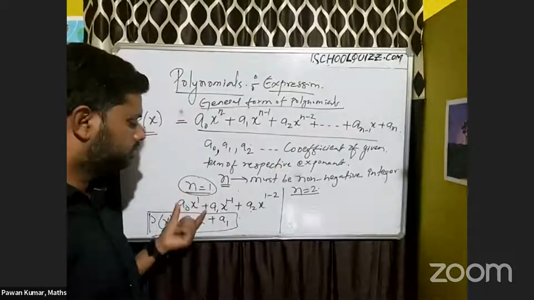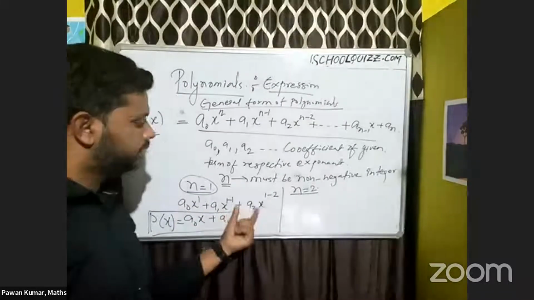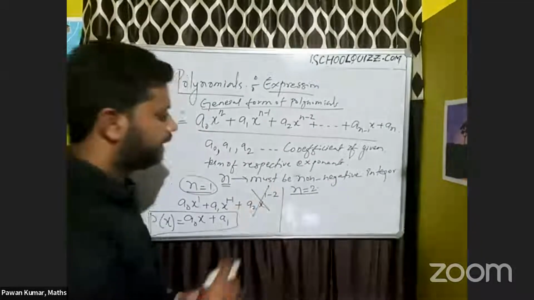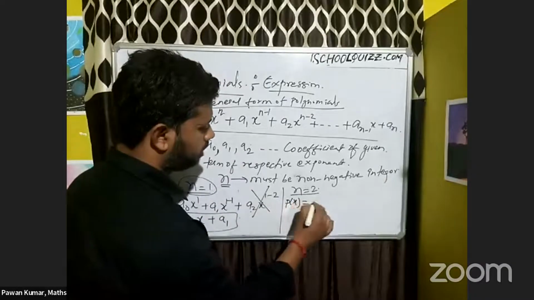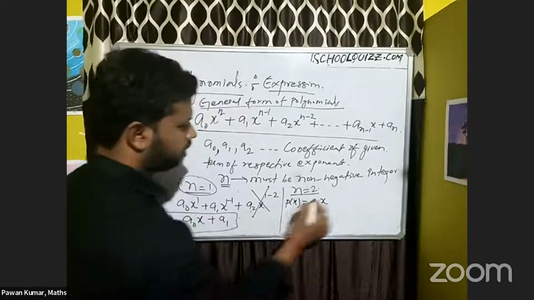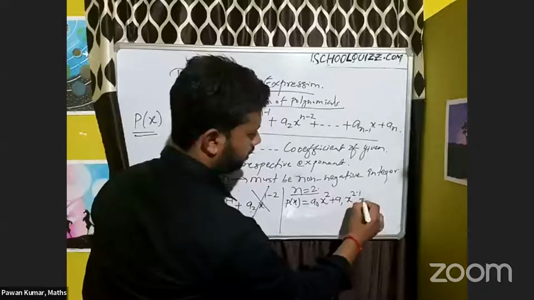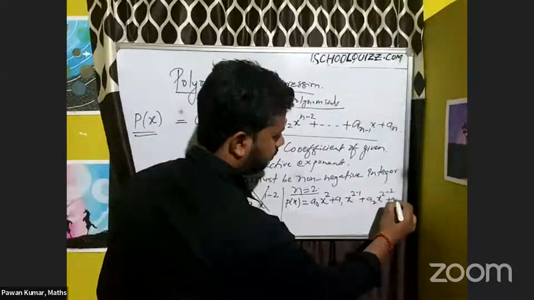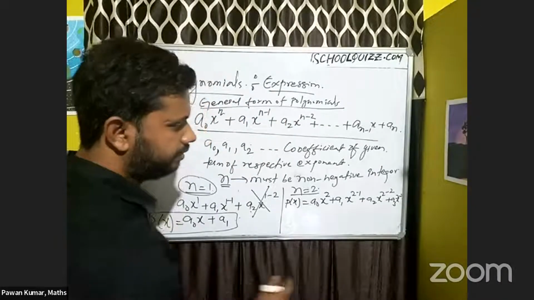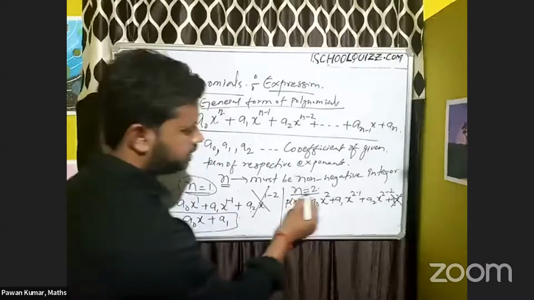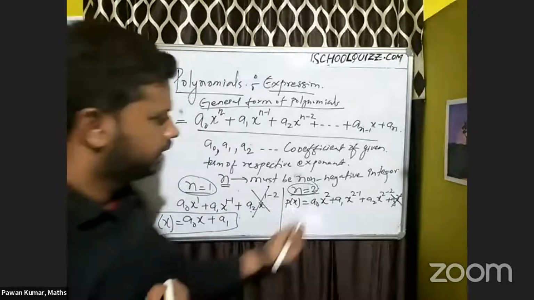Suppose I wrote n equals 1, I could only write this much because the next term is not possible. If n equals 2, then p of x will be a naught x to the power 2 plus a1 x to the power 2 minus 1 plus a2 x to the power 2 minus 2. Again, if I write a3 x to the power 2 minus 3, that will be a negative power. This will not be included in the quadratic. So this is of degree 2, correct? The highest power is what?